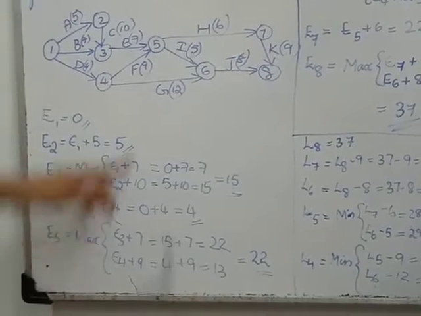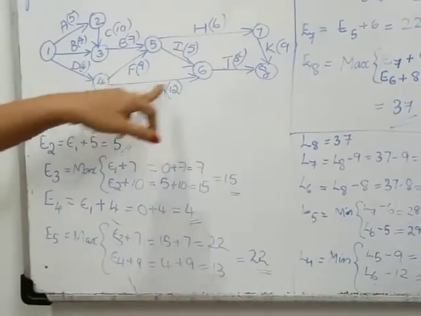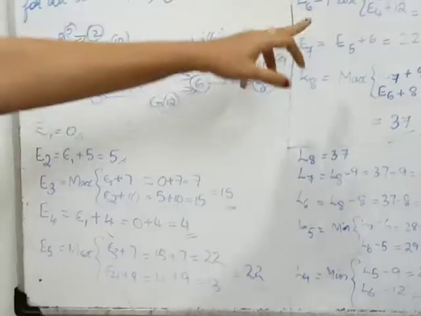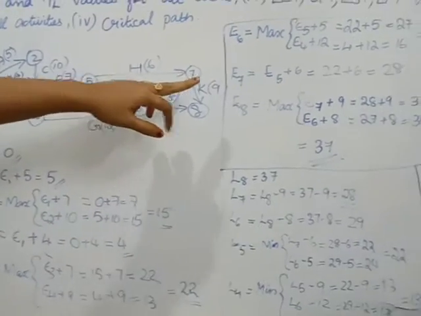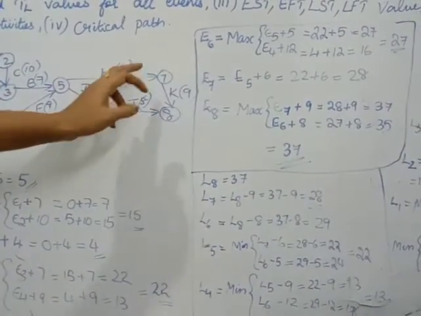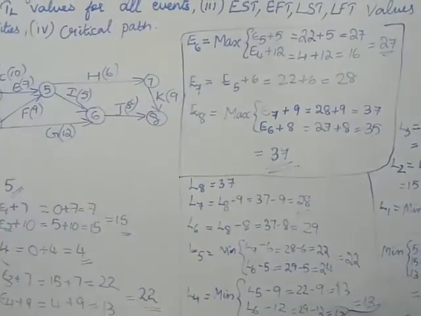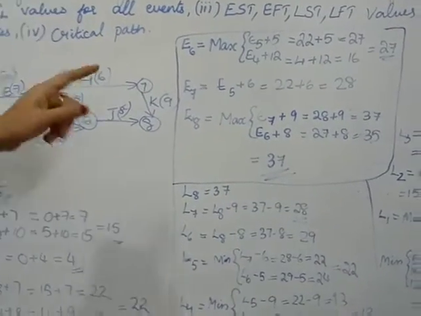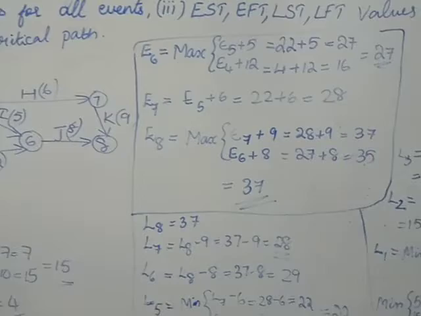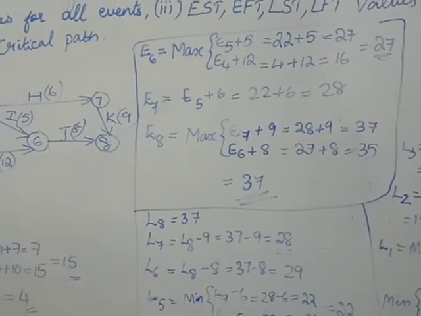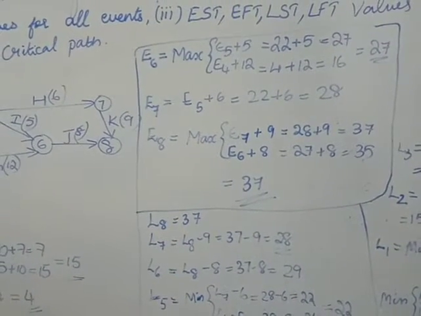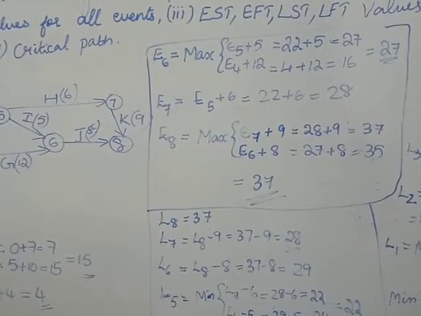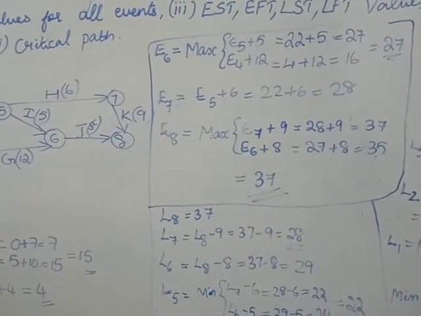Then E6, again two paths coming, one from 5 and the other from 4. Select the maximum among them. E7 is directly from E5. E5 plus 6 is 28. And finally E8. E8 is from either E7 or E6. There you got two different values, 37 and 35, and finally we fix the final value as 37.